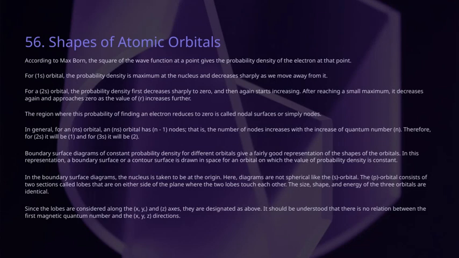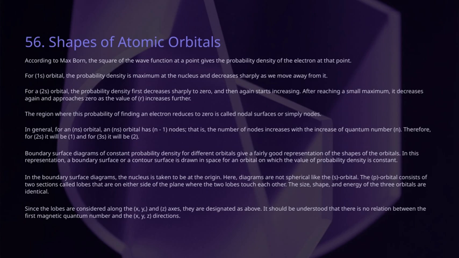Since the lobes are considered along the X, Y, and Z axes, they are designated as shown on the slide. It's important to understand that there is no relation between the magnetic quantum number and the X, Y, Z directions. When we look at boundary surface diagrams, remember that the nucleus is taken to be at the origin. Unlike the spherical shape of the s orbital, the p orbital diagrams are not spherical. Instead, a p orbital consists of two sections called lobes, which are on either side of a plane where the lobes touch each other. Interestingly, the size, shape, and energy of the three orbitals are identical.